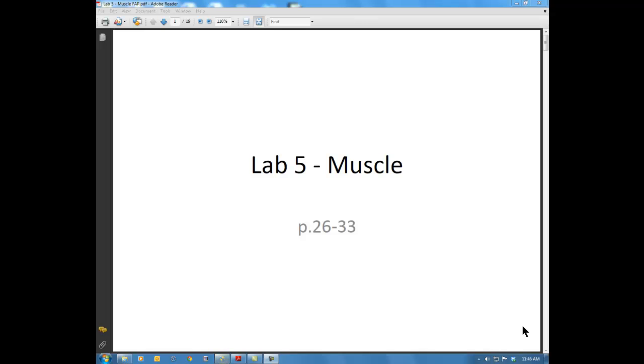Welcome to lab number 5, studying the muscular system. We are on page 26 in the lab packet, looking at the different types of muscle tissue, and then we're going to go into the gross anatomy of skeletal muscle.